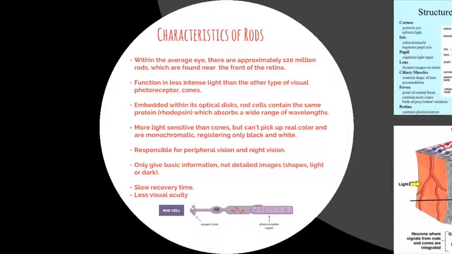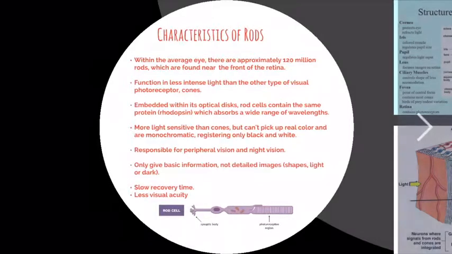They have slower recovery time, which can be seen when you walk into a dark room. It takes a lot longer for your eyes to adjust. And they have less visual accuracy because many of them are joined to one ganglion nerve at a time.